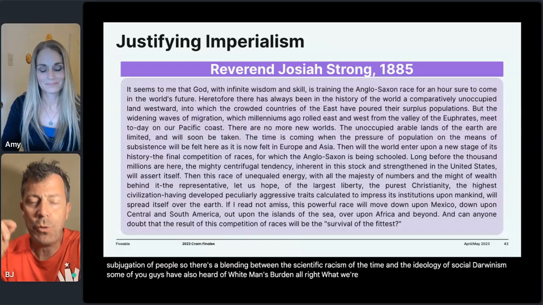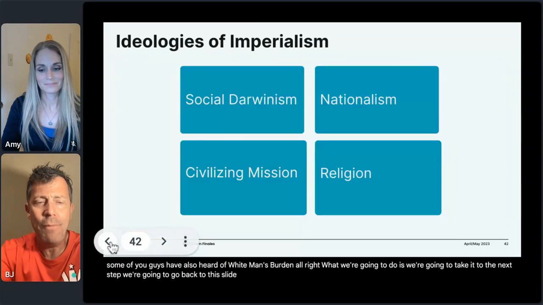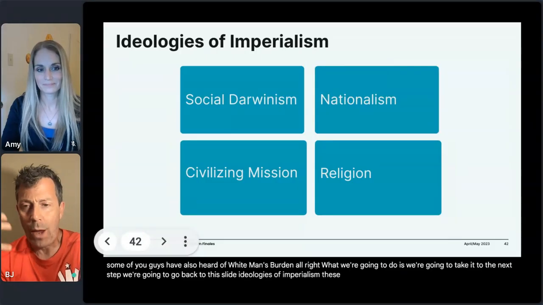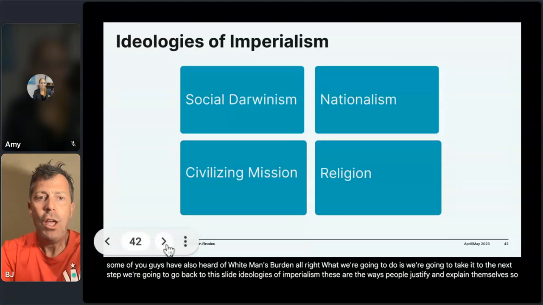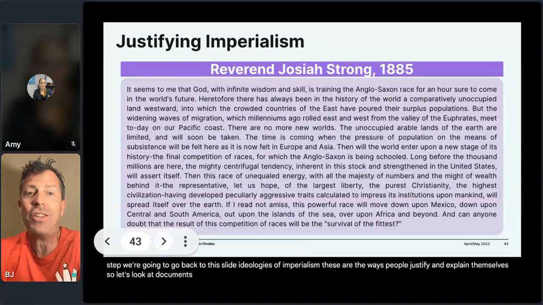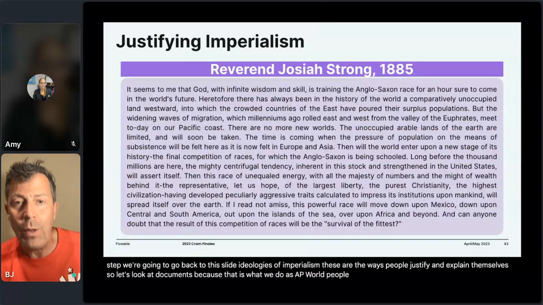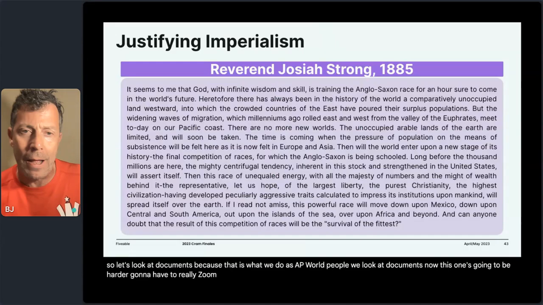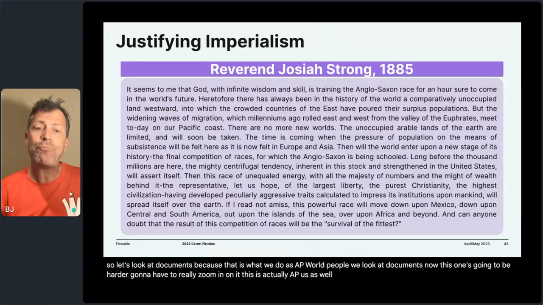So what we're going to do is take it to the next step. We're going to go back to this slide, ideologies of imperialism. These are the ways people justify and explain themselves. So let's look at documents because that is what we do as AP World people. We look at documents. Now, this one's going to be hard. You're going to have to really zoom in on it. This is actually AP US as well.